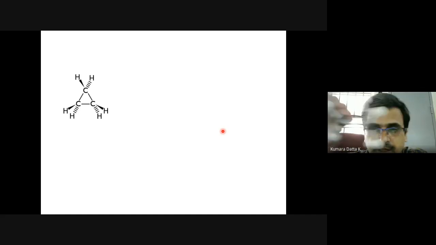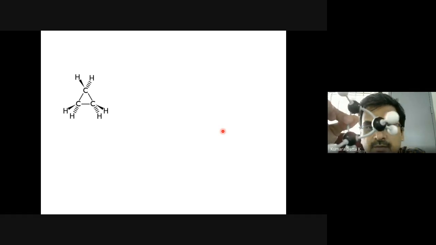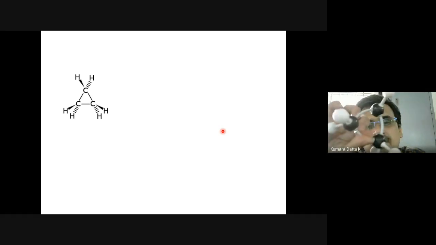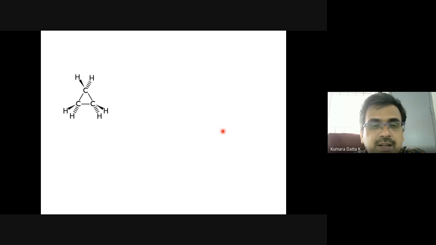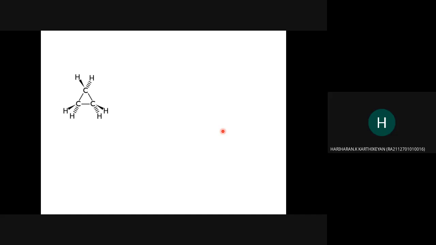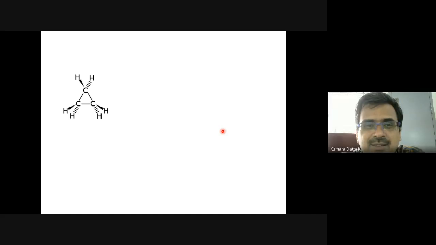Essentially, it looks like this. I will tell you about that structure in more detail, but what are you aware of regarding cyclopropane? Stable, sir. Any other thing? It is not very stable actually. Okay, it has to do something with the stability part. That is also one point we can consider.